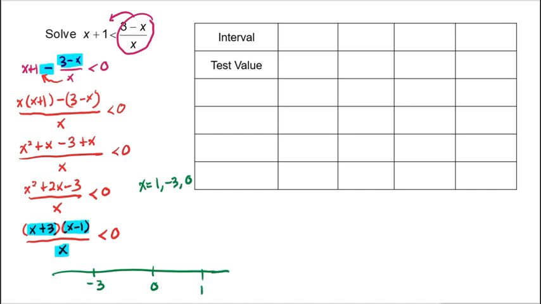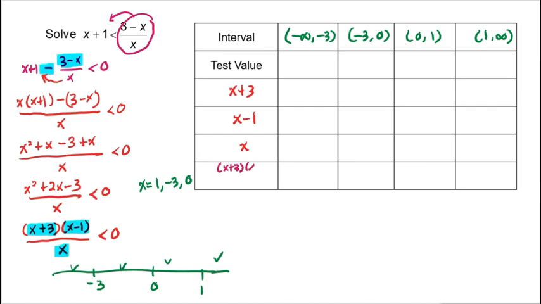So how many regions do you have here? 1, 2, 3, 4. So we have 4 intervals: from negative infinity until negative 3, from negative 3 until 0, from 0 until 1, and finally from 1 until infinity. Now we want to fill out with the factors: x plus 3, x minus 1, and x. Therefore we have the final product here, (x plus 3)(x minus 1) over x.